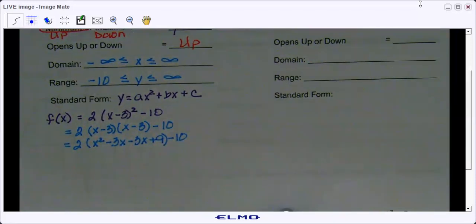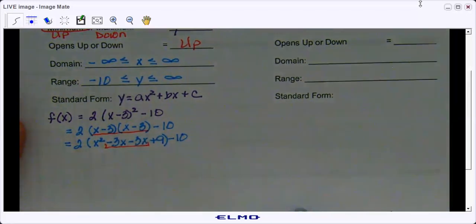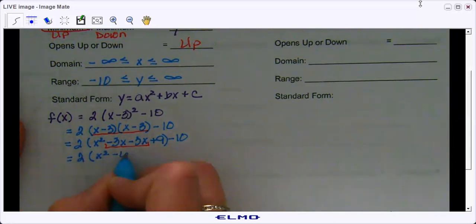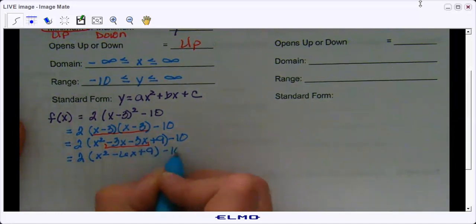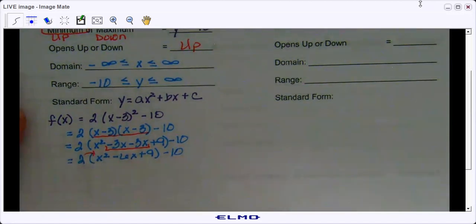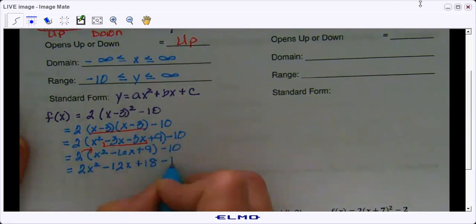Now we did this first, and now we're going to combine our like terms. So we end up with 2 times x squared minus 6x plus 9, minus 10. Nope, we're not done. We still have the 2 and the negative 10 to deal with. The next thing we're going to do is distribute our 2. So 2 times x squared is 2x squared. 2 times negative 6 is negative 12x. And 2 times 9 is 18. Minus 10. Almost done.